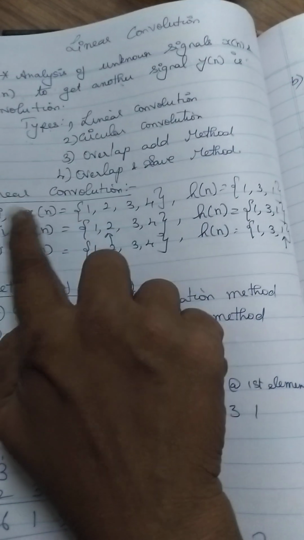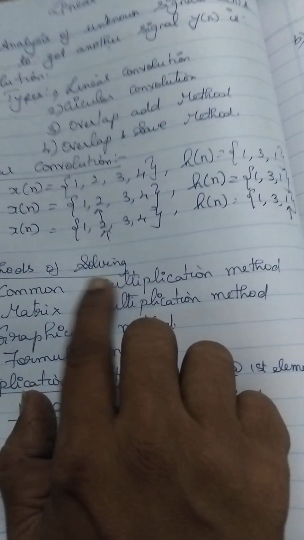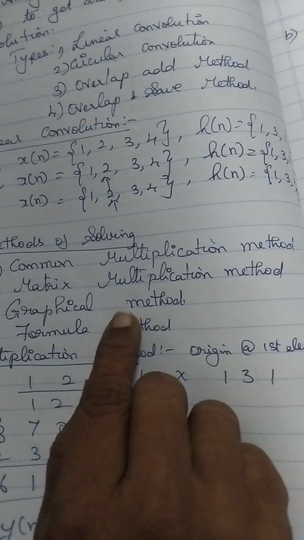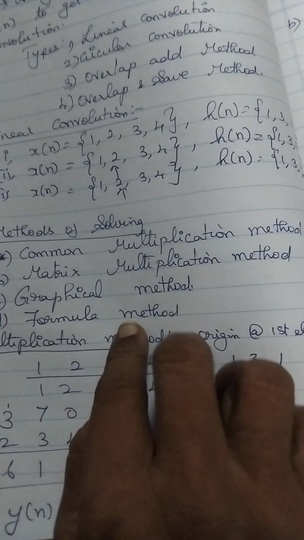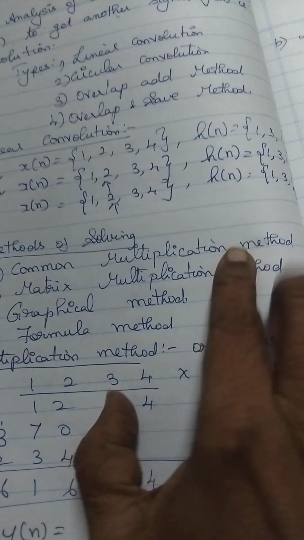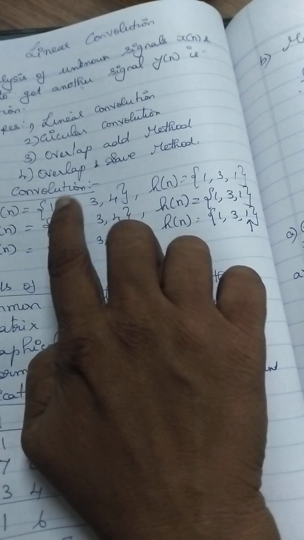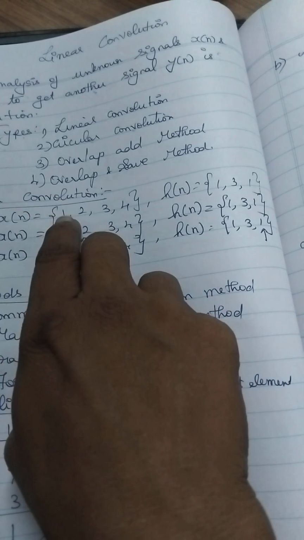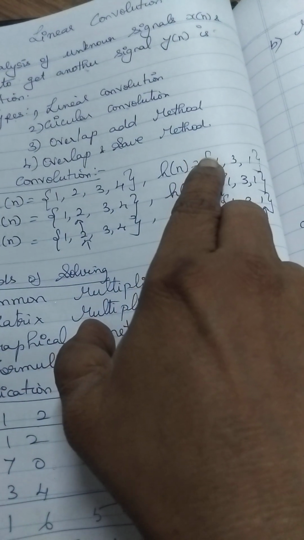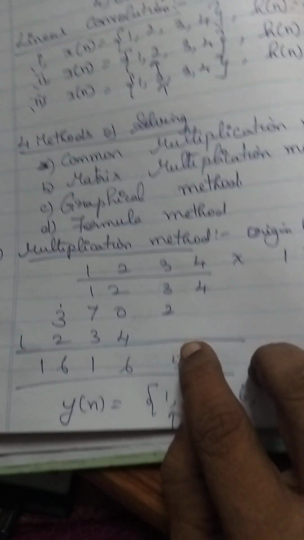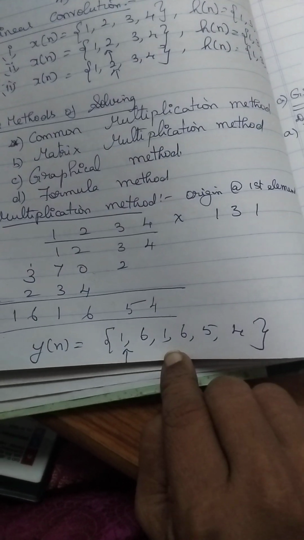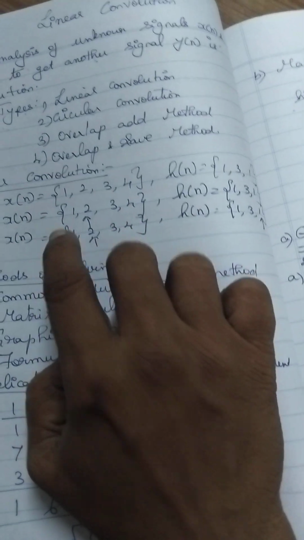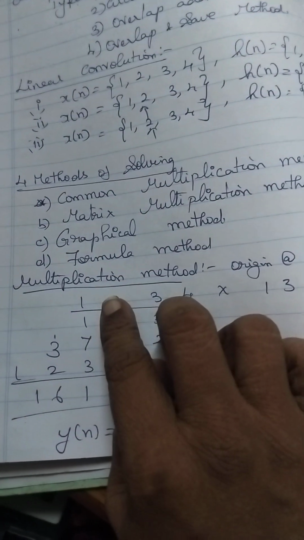Now to solve this linear convolution method, we have four different methods for solving. One is common multiplication method, second one is matrix multiplication method, the third is graphical method, and the fourth one is formula method. Actually, this common multiplication method is useful only to solve a problem where the first element is the origin. Here, out of these three sums, only the first element is the origin for both x of n and h of n. In this case alone, this common multiplication method will give you the exact result. If the origin is shifted to second element, say in case of the second and third problem, this common multiplication method will not give the correct answer.